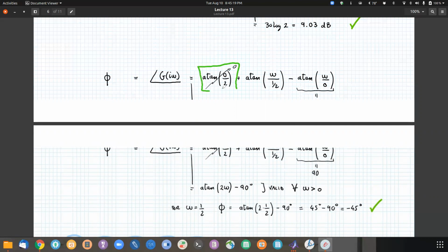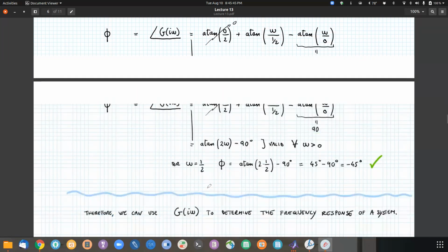We have arctangent of 0 over 2, which is 0, and then arctangent of omega over 1/2 minus arctangent of omega over 0. Now, omega is a frequency, therefore it is a positive number. 0, well, it's just 0. So here, arctangent of plus infinity is 90 degrees. So the function that we're left with is arctangent of 2 omega minus 90 degrees.